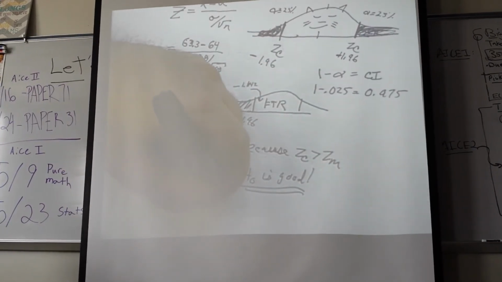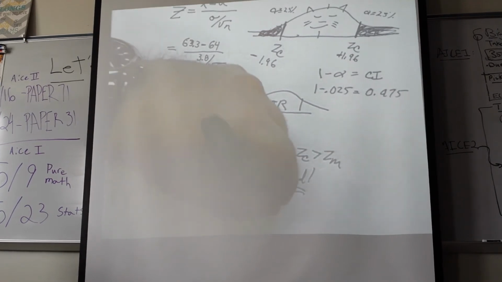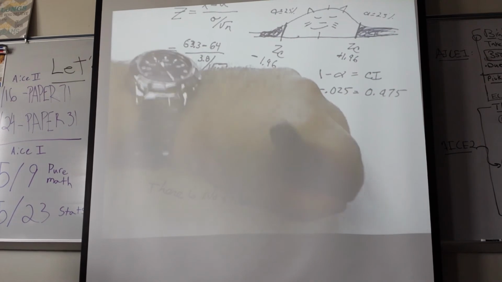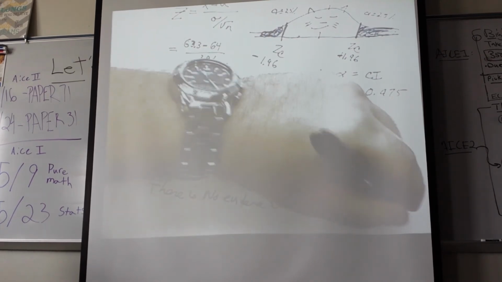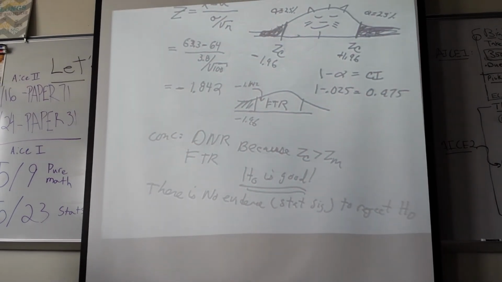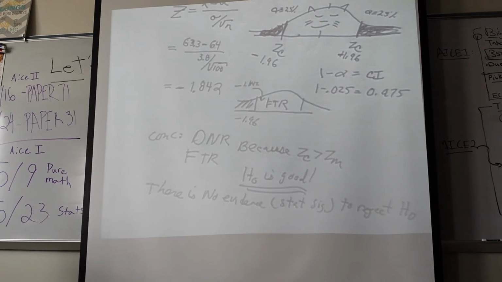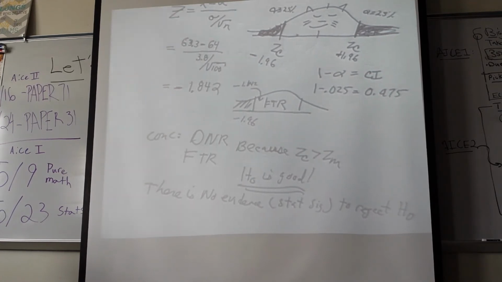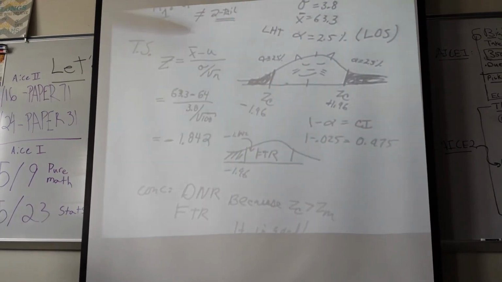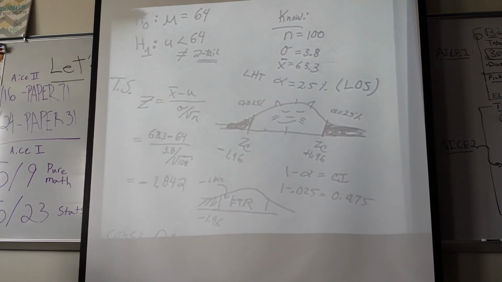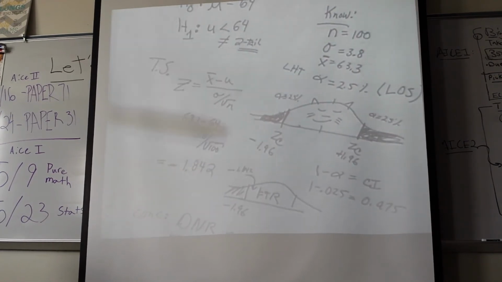No evidence, but yes, I love what you said too. To reject the H0. That's it. Do you know how they give points for this? Remember, this was 6 points. I don't know exactly right now because I've done 1,000 tests. But I know that one's one, that one's one. This calculation is two. The right claim here is one. The picture is also one.